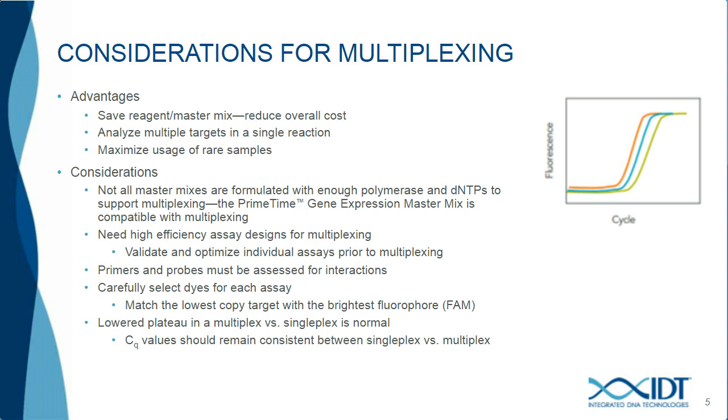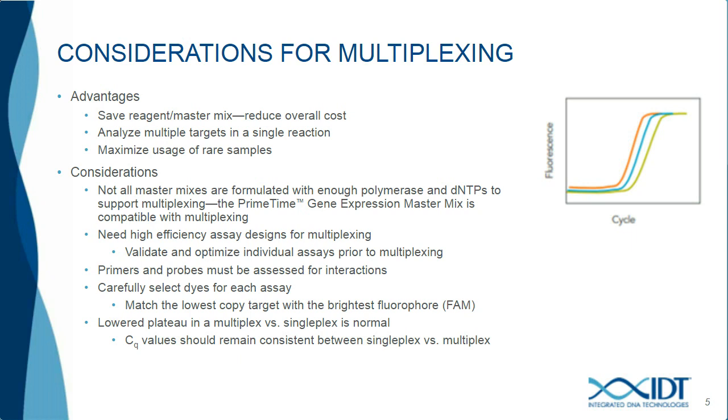Carefully select dyes for each assay. I recommend that you find the lowest copy number target and label that probe with the brightest fluorophore. And oftentimes this is FAM. Your most high abundant target should be labeled with your dimmest fluorophore. And this is oftentimes dyes in the red end of the spectrum.